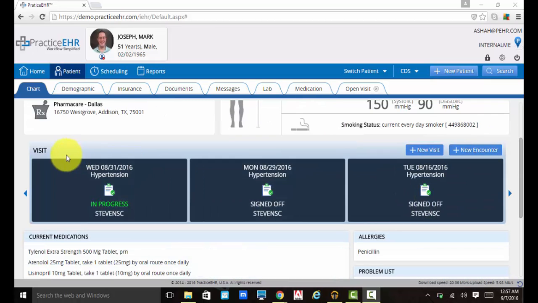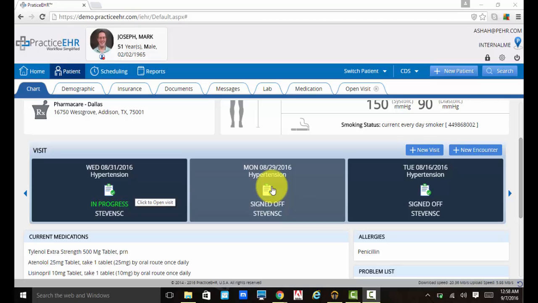This is followed by some information regarding patient's visits. Patient was seen on Wednesday, 8/31st for a chief complaint of hypertension, and this visit is still in progress. Patient was seen by Dr. Steven. Patient also has another visit on Monday, 8/29 for chief complaint of hypertension, but this visit is signed off and patient was seen by Dr. Steven. Now, if you click on any one of these visits, it will take you inside that particular visit.